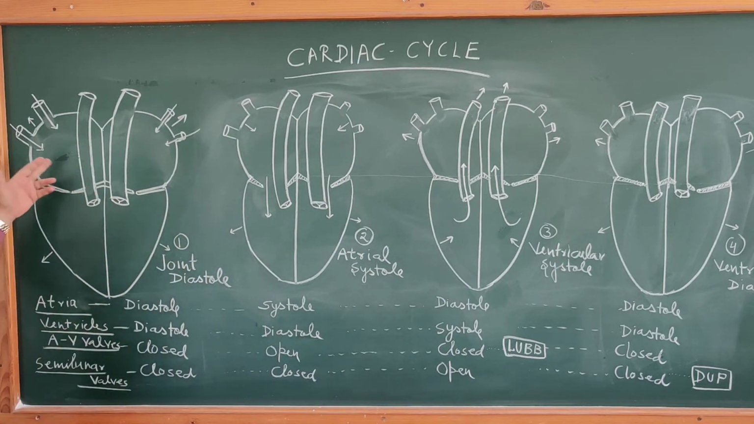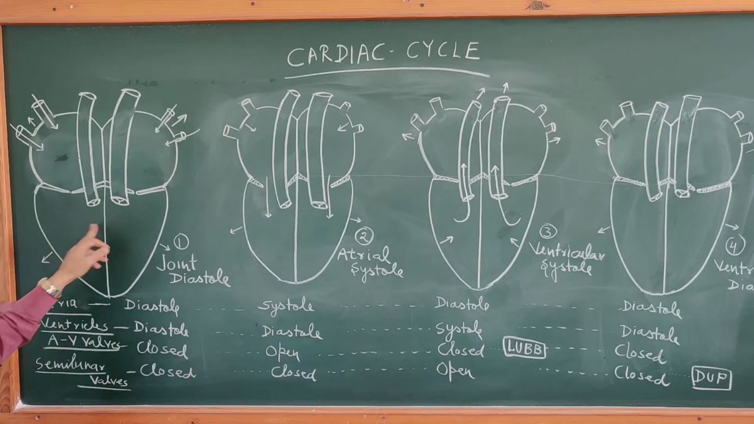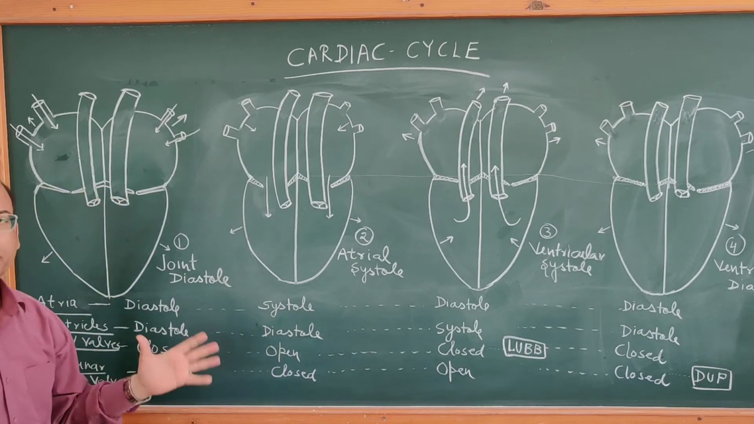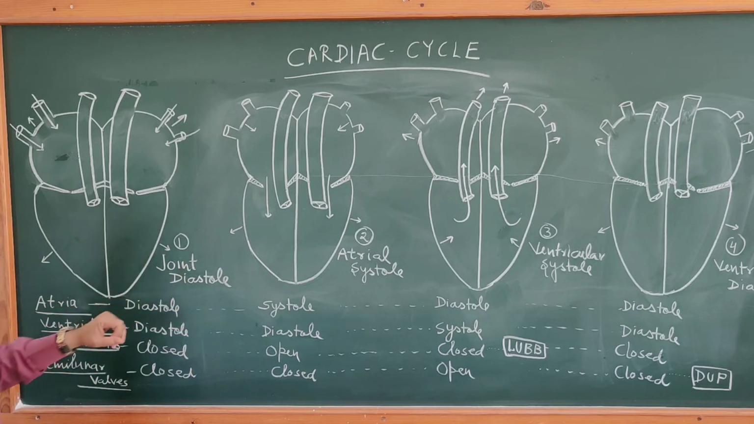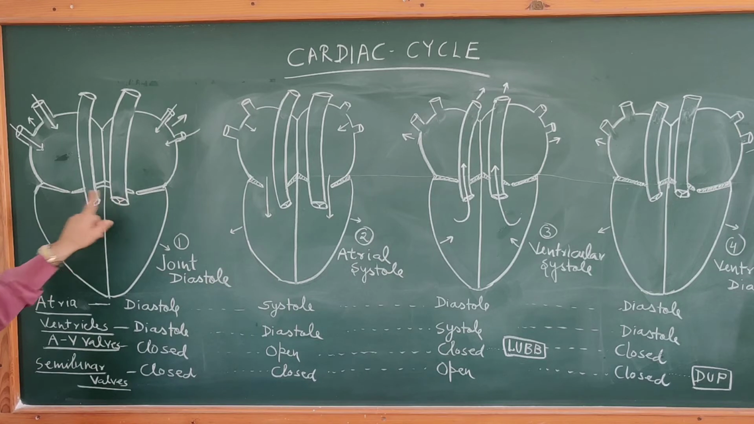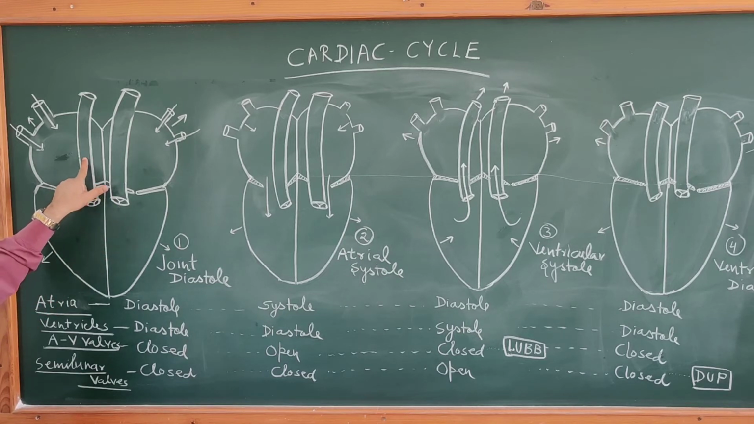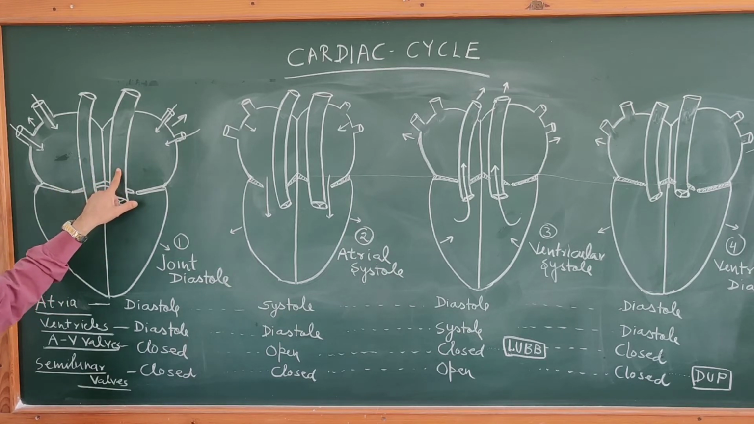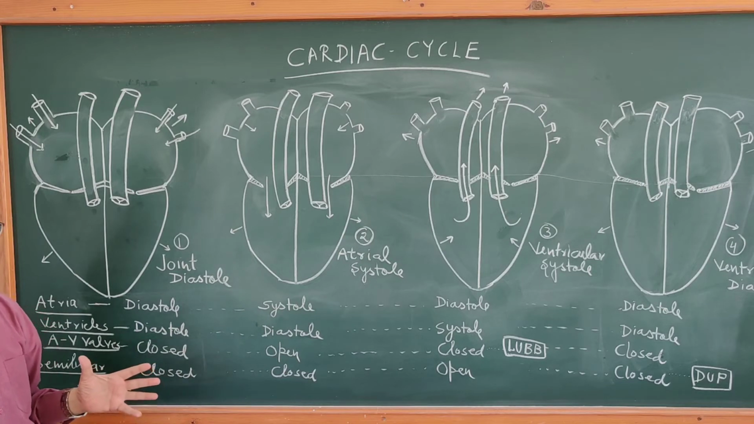Here, the right atrium, left atrium, right ventricle, left ventricle, all four chambers relax together. That's why it is joint diastole. At this time, AV valves, tricuspid and bicuspid valves, are closed. Both semilunar valves in the pulmonary artery as well as in the main aorta are closed. So the heart relaxes as a closed chamber.